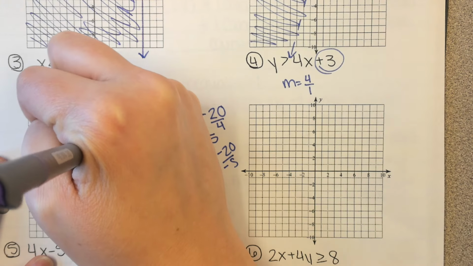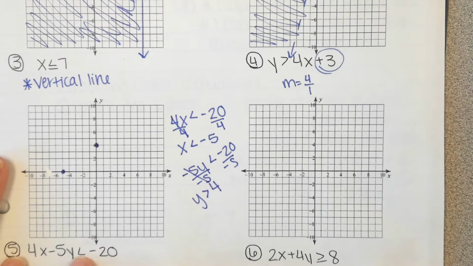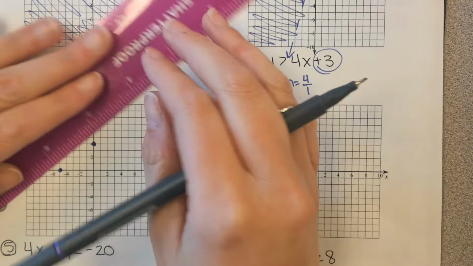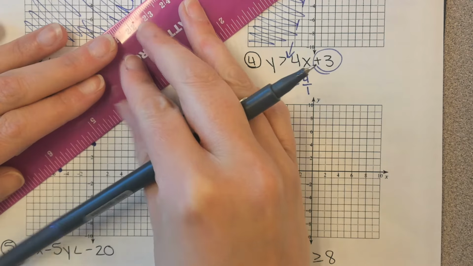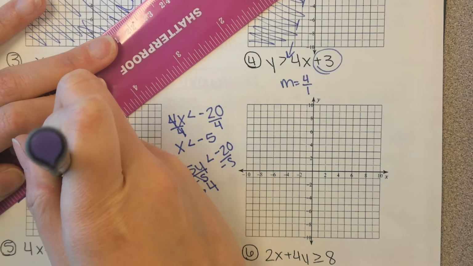So I'm going to put a point at 4. Now, look at this symbol and decide, do I need a solid or dotted line? Dotted, because it does not have the equal to.